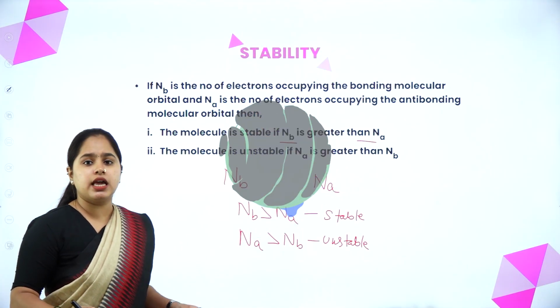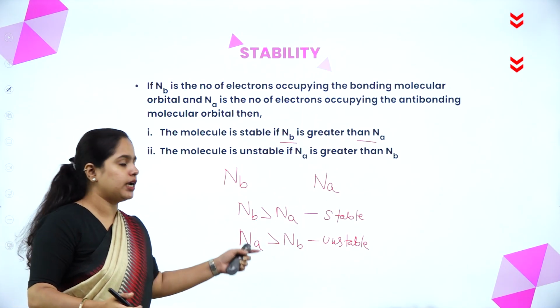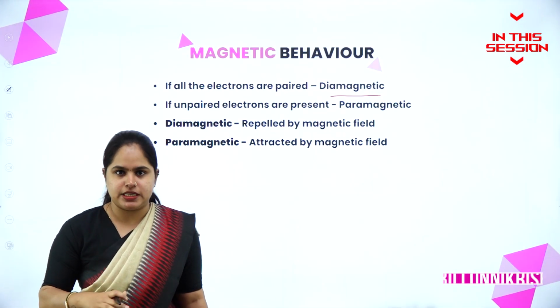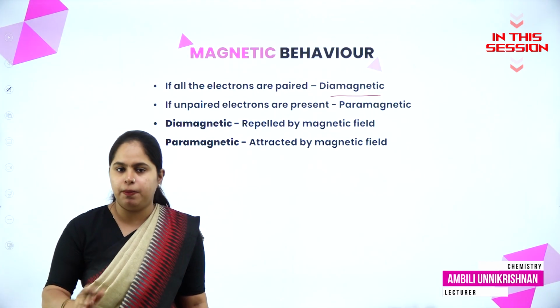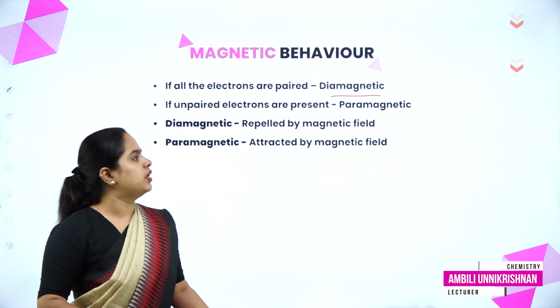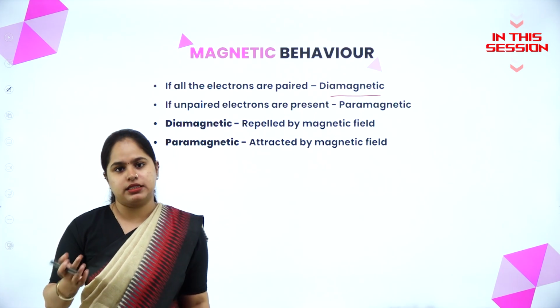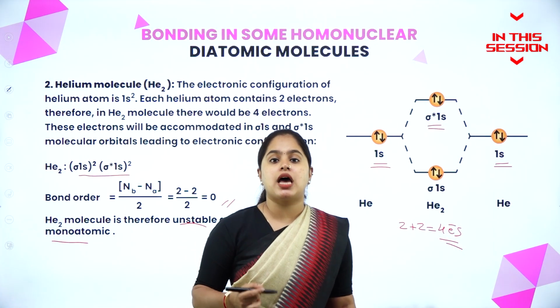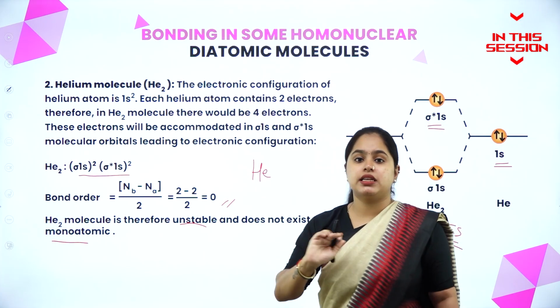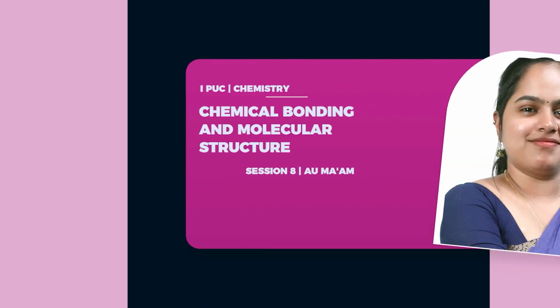So if NB is greater than Na, it is stable, and if Na is greater than NB, the molecule will be unstable. If both the electrons are present in it, that is if the electrons are paired, and in the whole molecule if all the electrons are paired, then we can say that it is a diamagnetic molecule. Helium exists as monoatomic. It can exist as a helium atom, but it can't exist as a helium molecule.